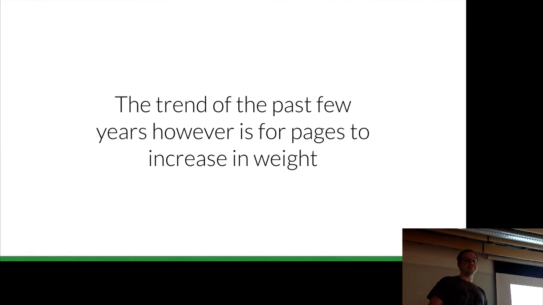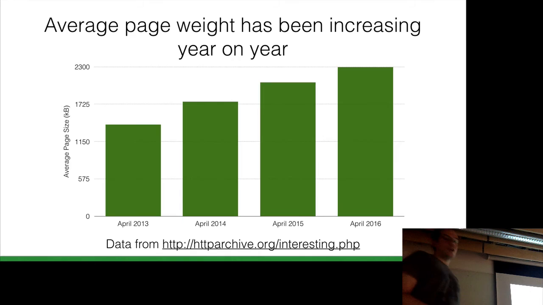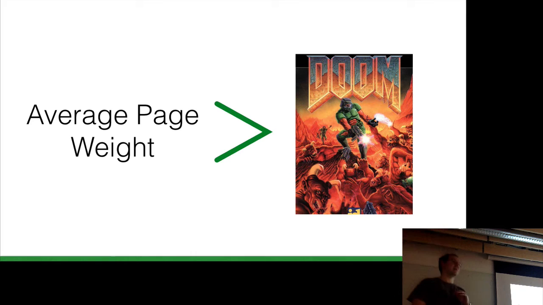The trend, however, over the past few years is that pages are increasing in weight. Average page weight has been increasing year on year. In 2013, we were looking at 1,411 kilobytes for the average page. But now in April 2016, we're looking at 2,296 kilobytes. Yes, the average page weight is now bigger than Doom. The entire game, the executables, the images and everything. It's crazy.